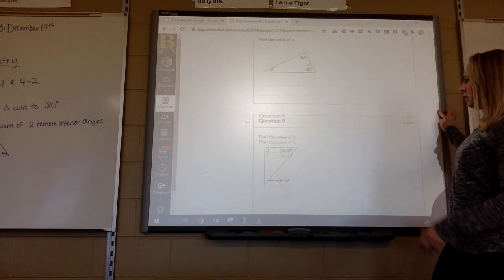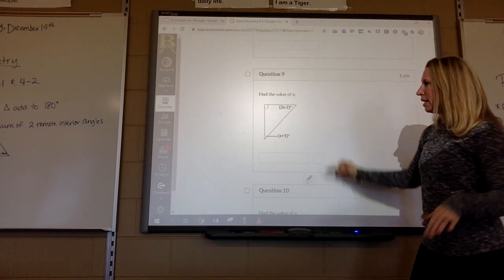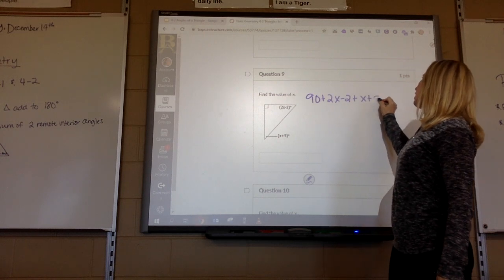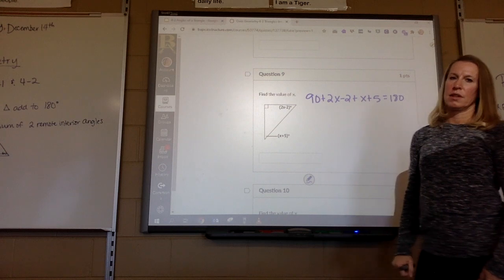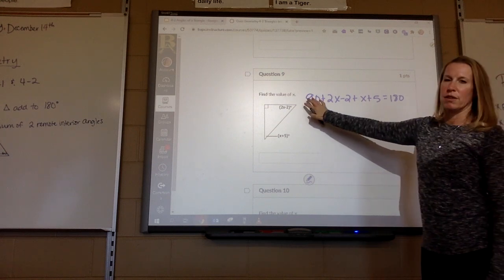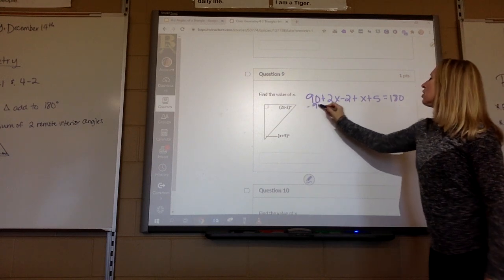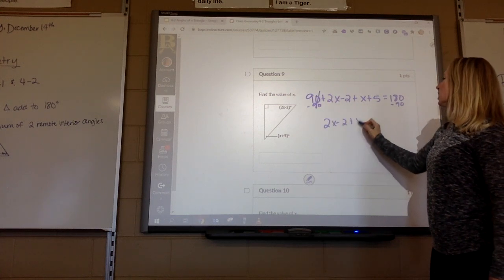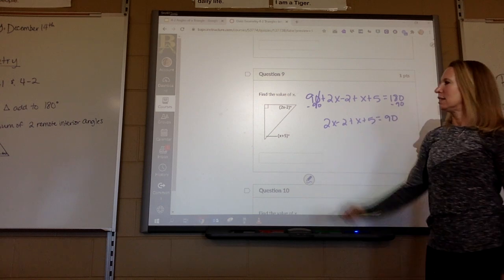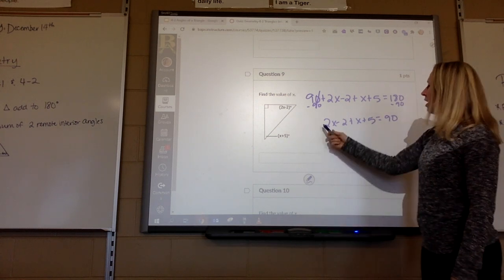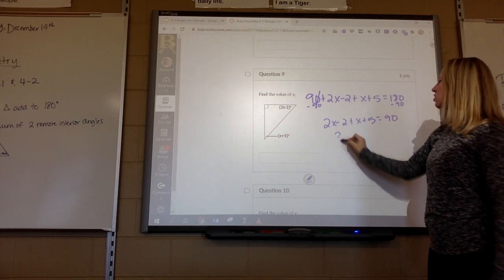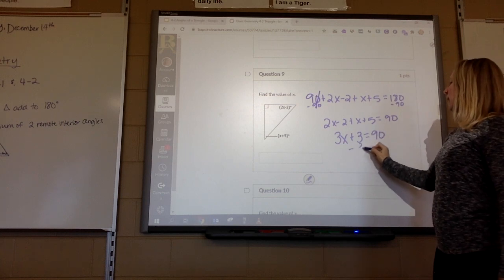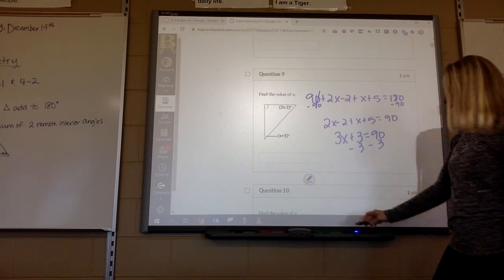All right. On number 9, don't forget the 90. So 90 plus 2x minus 2 plus x plus 5 equals 180. By the way, if you wanted to get rid of that 90, you could subtract it first. So you'd have 2x minus 2 plus x plus 5 equals 90. So just add these two to equal 90. And then combine like terms. 2x and 1x is 3x. Negative 2, positive 5 is positive 3. Minus 3. And you can work it from there.